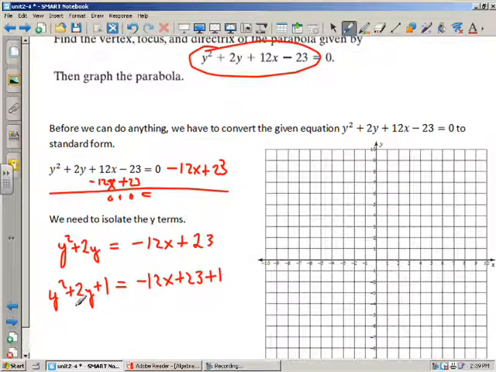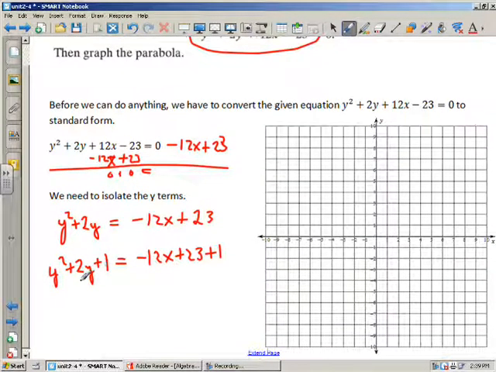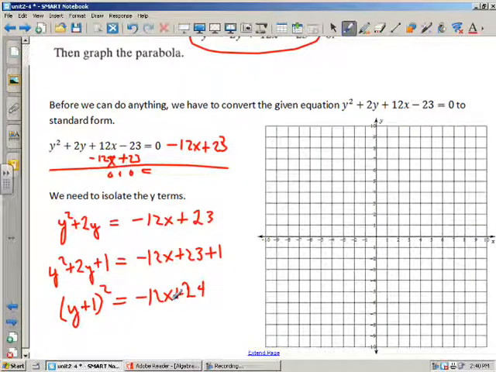Now, this guy right here is going to factor as y plus 1 squared, which equals negative 12x plus 24. And we're going to have to factor negative 12 out over here, so let's do that. y plus 1 squared equals negative 12 times x minus 2. So now it's in our standard form. All we've got to do is plot it.